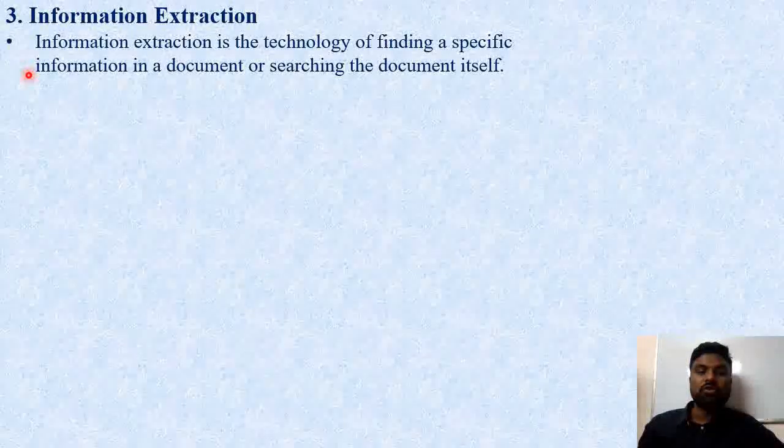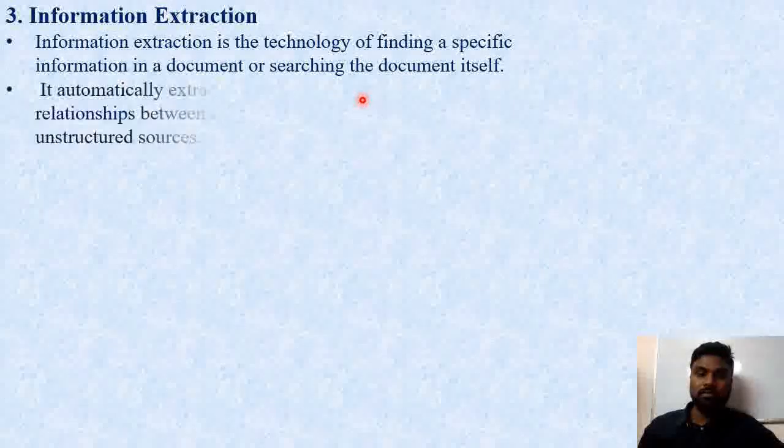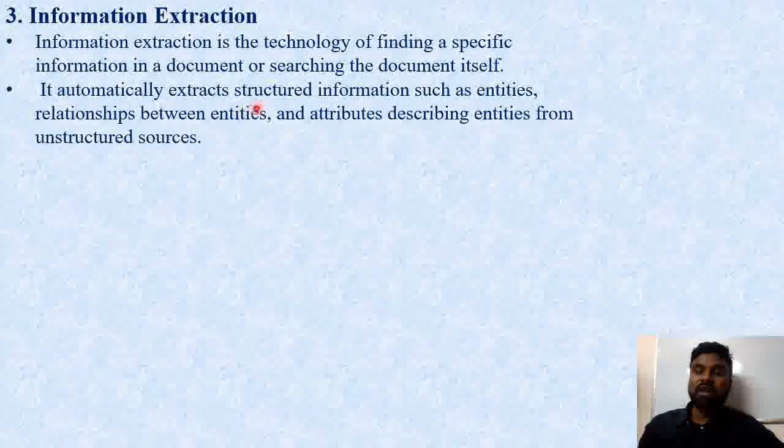So let us see. Information extraction is the technology of finding specific information in a document or searching the document itself. So it automatically extracts structured information such as entities, relationships between entities, and attributes describing entities from an unstructured source. So इसके थ्रू हम क्या कर सकते हैं, या तो कोई एक पर्टिकुलर इंफॉर्मेशन एक डॉक्यूमेंट से सर्च कर सकते हैं, और we can search even the document from many documents. एक सिंगल डॉक्यूमेंट को भी हम फाइंड आउट कर सकते हैं बहुत सारे डॉक्यूमेंट्स से.